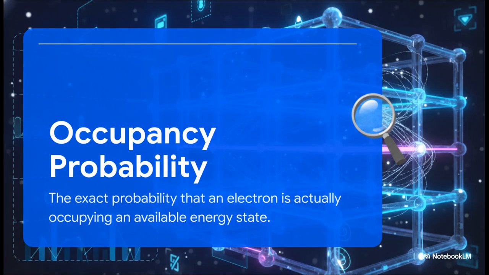Now, to truly map this highway and understand conductivity at any temperature, we have to calculate 2 vital things. First, the density of states. Think of this as counting the available seats, or energy levels per given volume. Then, we use something called Fermi-Dirac statistics to figure out the occupancy probability. Basically, what are the exact odds that an electron is actually sitting in one of those seats? By combining the available seats with the probability of them being filled, we know exactly how our quantum traffic is distributed.